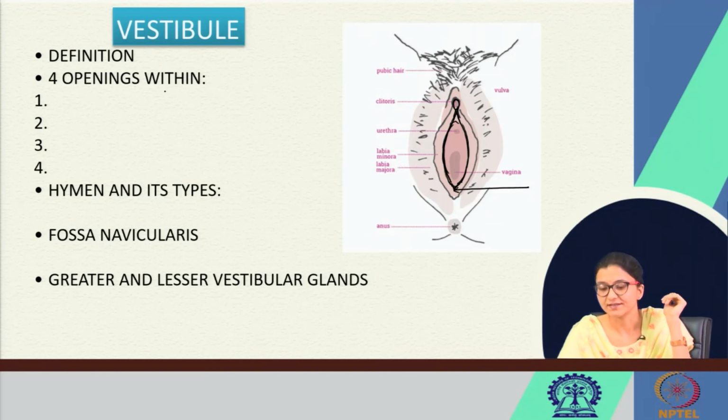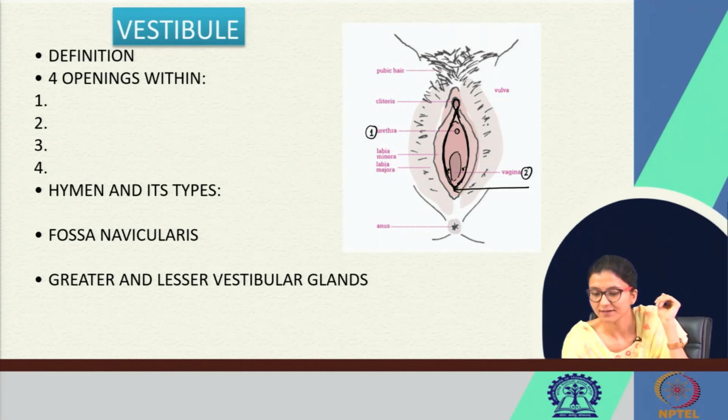Now, there are four openings within the vestibule. What are they? Anteriorly, this is the urethral opening, number 1. Number 2 is the vaginal opening. Number 3 are the openings of two glands. This is the opening of Bartholin gland.